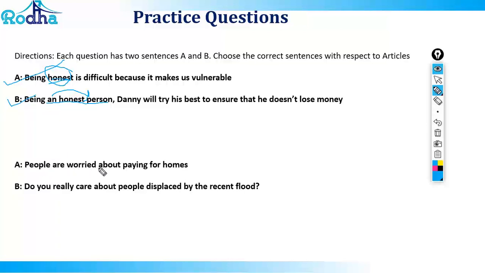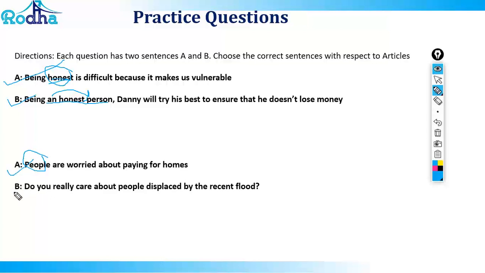Next sentence says people are worried about paying for homes. Who are worried about paying for homes? People. Now, do you need an article before people? You would had you given more context around the sentence. If you had said Indian people or people of a certain region, then we would have said the. Otherwise, this is just a generic word, and therefore will not need an article in this case.